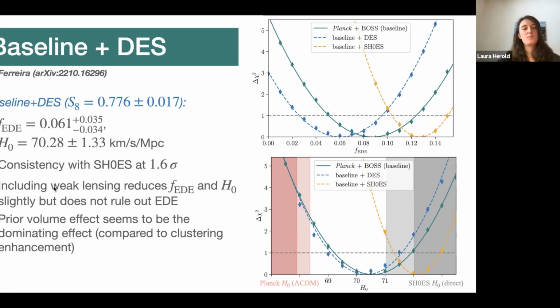So it seems like the prior volume effects are the dominating effect that push the fraction of early dark energy to small values, and with that also H0 to smaller values. And it's not so much the physical effect of the increased clustering, which only gives a very small decrease in fEDE.